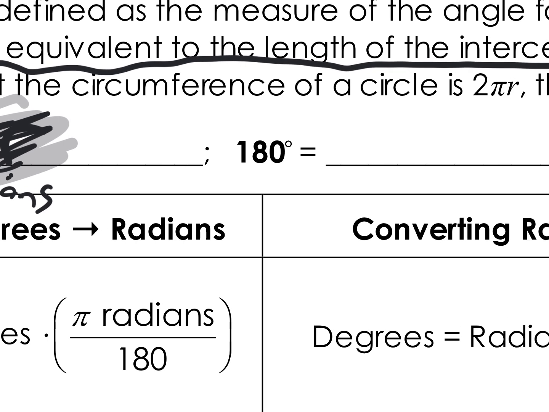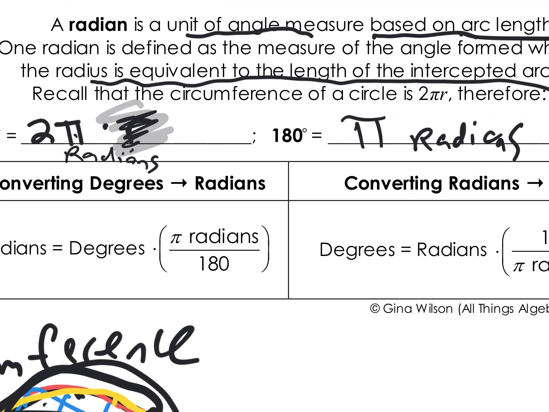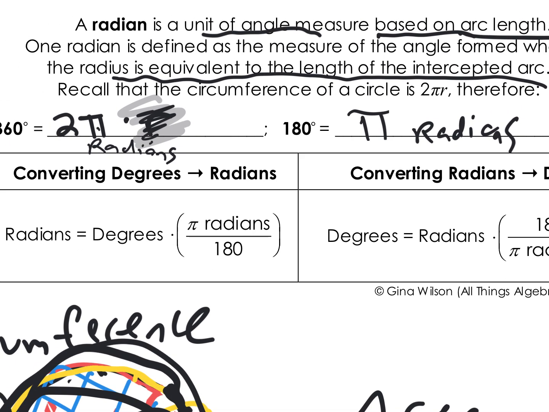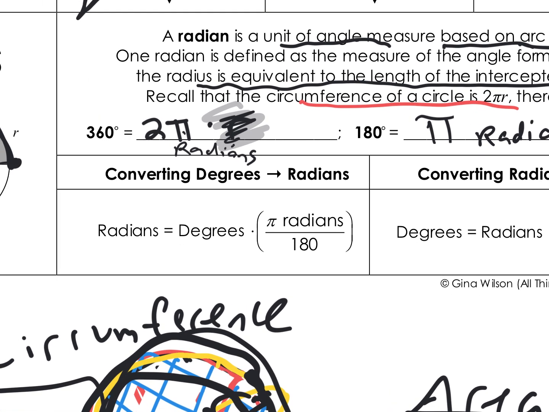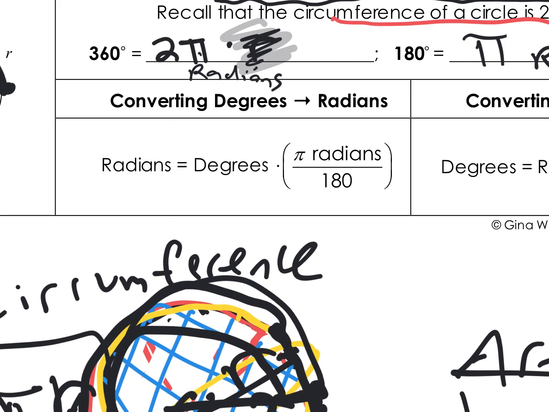180 degrees would be half of that measure. So what's half of 2 pi? 1 pi. So it's pi radians. Recall that the circumference of a circle is 2 pi r. That's what he wrote up here. So I did use that, 2 pi r. But I used the radius to be 1. Okay? So we're going to have to convert back and forth from degrees to radians.